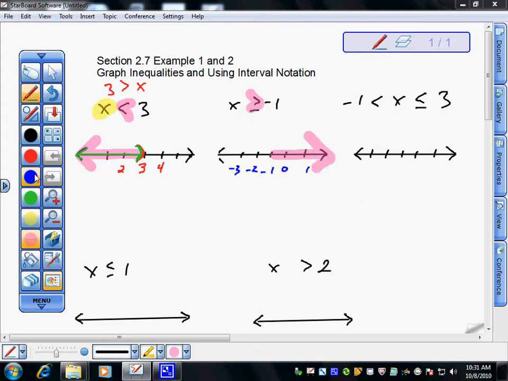This time I've got something different though. I've got the equals sign, so greater than or equal to, which means that the -1 will work. So how we signify that is with a bracket. A less than symbol is going to give me a parenthesis, and if I had a less than or equal to, I would have ended up with a bracket. So we have the bracket. In other books you might see this as a closed circle, and you might see the other as an open circle if you're looking at other resources.